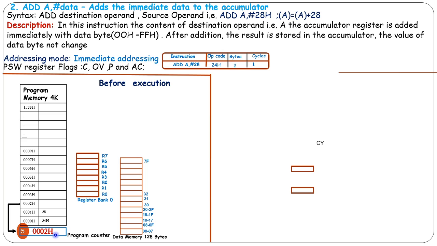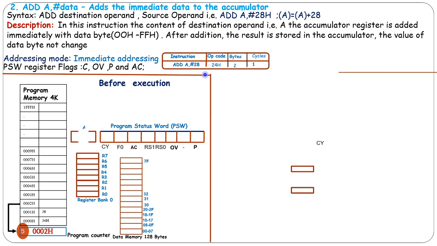Now this bank we are not going to use. The random access memory is a data memory, 128 bytes. This is also not required in this instruction because the immediate data comes along with the instruction. Now what is the status of the PSW register? This register will have its contents, but here they are cleared.